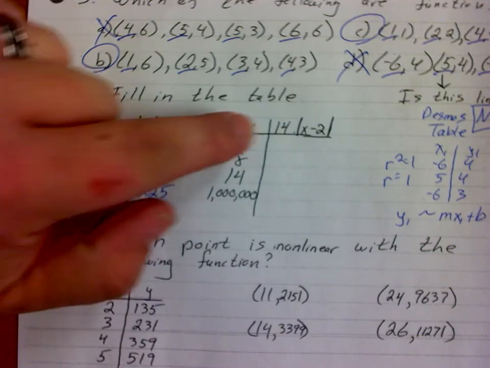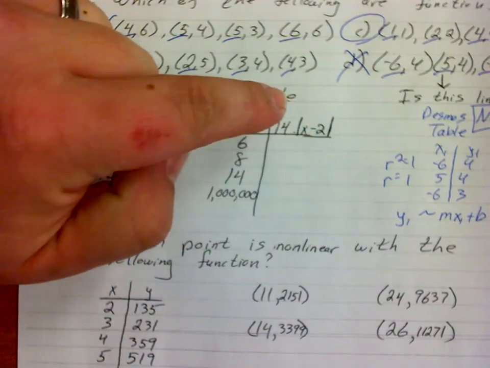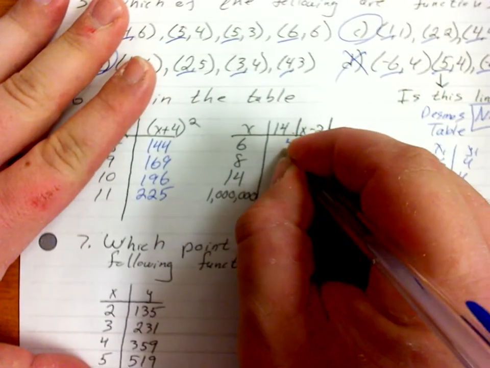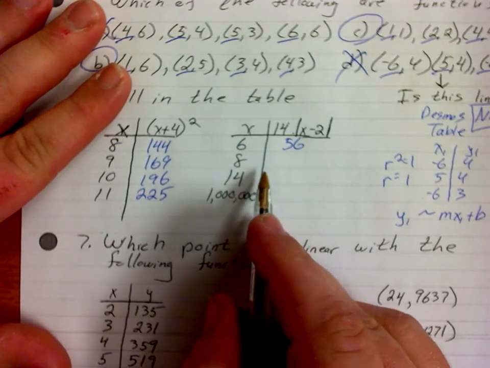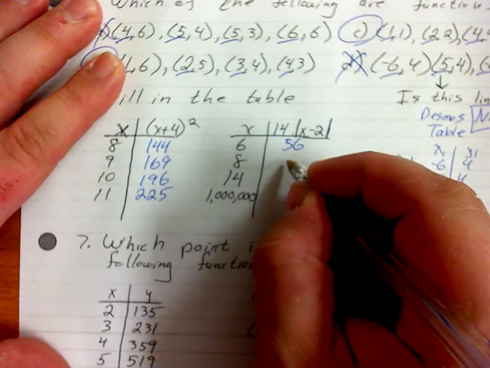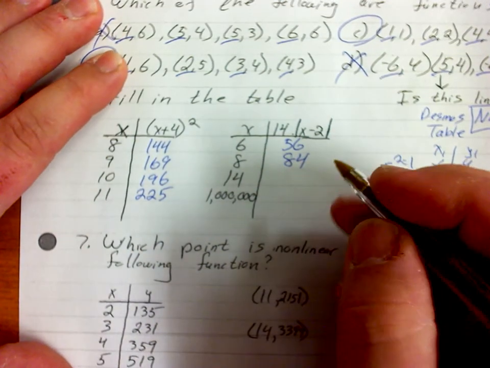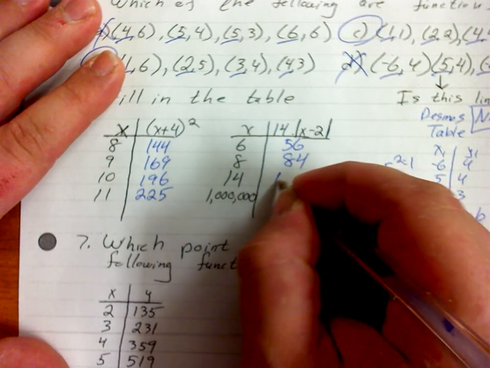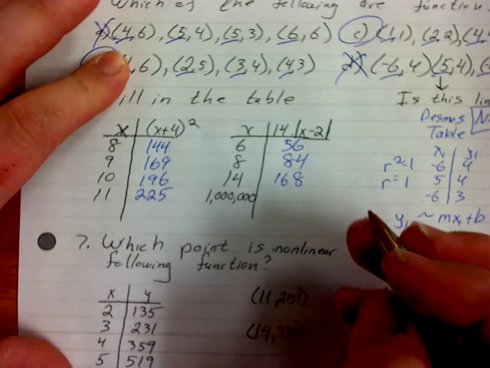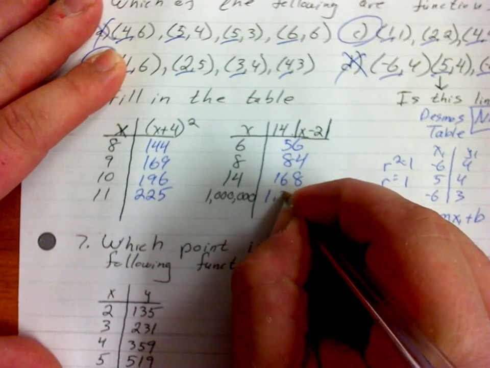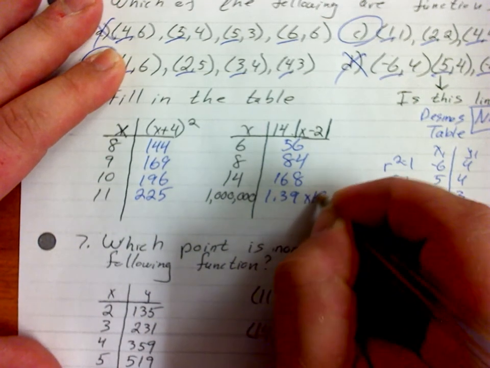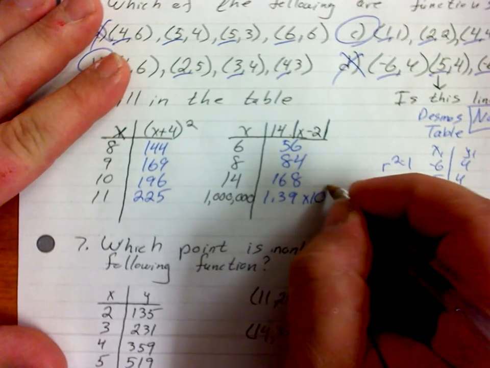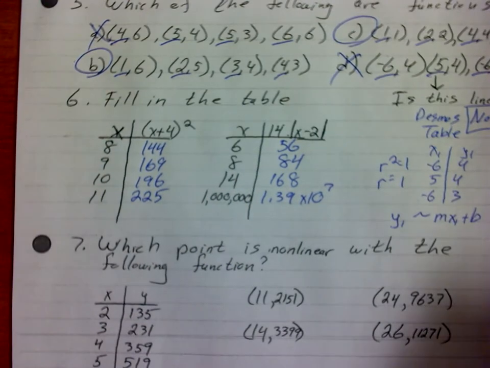Okay? Now when we plug in 6 into this one, we get 6 minus 2, which is 4, and then 4 times 14 is 56. Okay, we can do that by hand, or we can use the table, especially to get these other values. Because when we plug in 8, we're going to get 84. When we plug in 14, we get 168. And when we plug in 1 million, we get 1.39 times 10 to the 7th power. A very big number there. Okay? Once again, make sure we're using Desmos calculator there to help ourselves out on problems such as this.